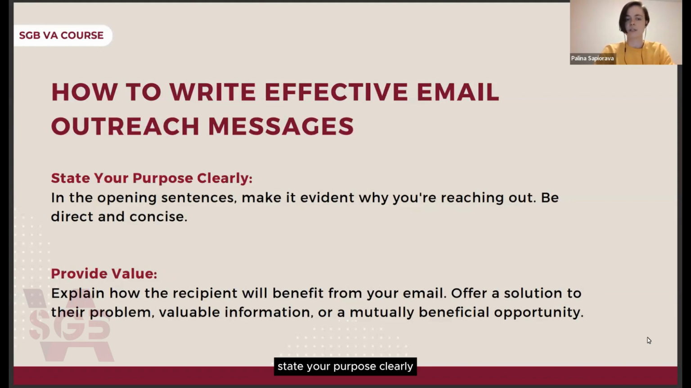State your purpose clearly, so make it evident why you're reaching out, and at the same time provide value by explaining how the recipient will benefit from your email. That's the main part that actually attracts the attention of a person. You want to offer a solution to their problem, some valuable information, probably an opportunity that will benefit everyone. So that's the reason why a person would be interested in proceeding in communication with you.